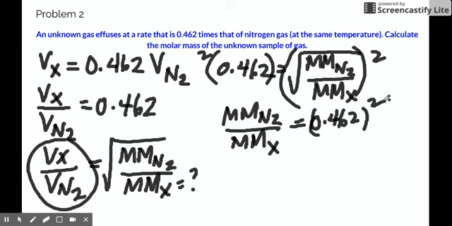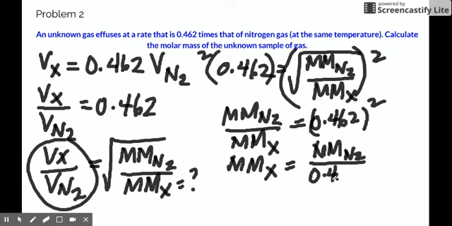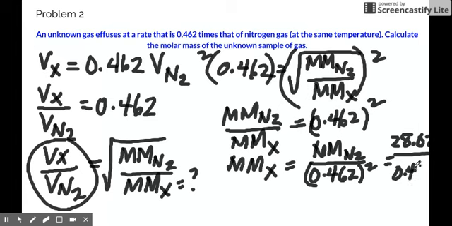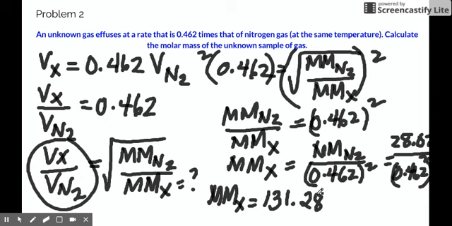Clearly, when you cross multiply this, you can get the molar mass of X. So the molar mass of X, when we derive this, is going to become the molar mass of N2 over 0.462 squared. And what is the molar mass of N2? The molar mass of N2 is 14.01 times 2, you'll get 28.02 over, again, 0.462 squared. Now putting that in the calculator, the molar mass of X is 28.02 divided by the square of 0.462. The molar mass of that unknown gas is 131.28.